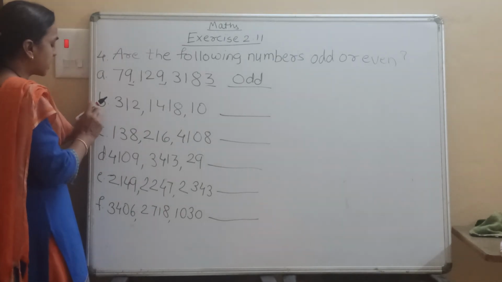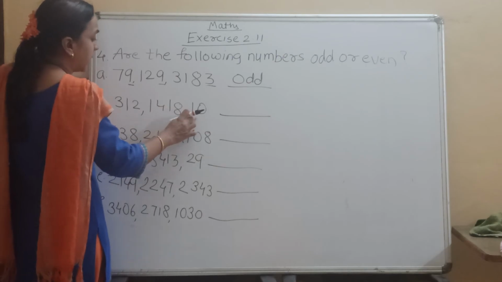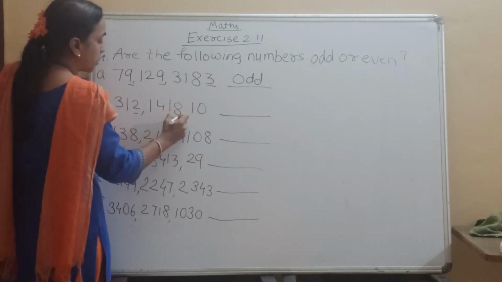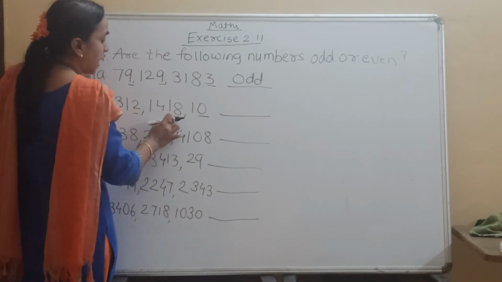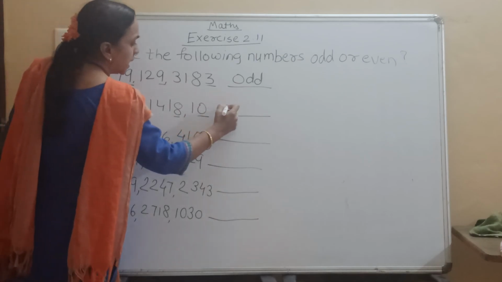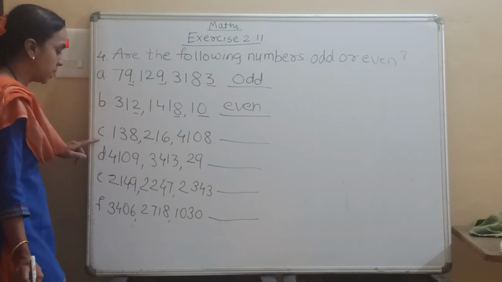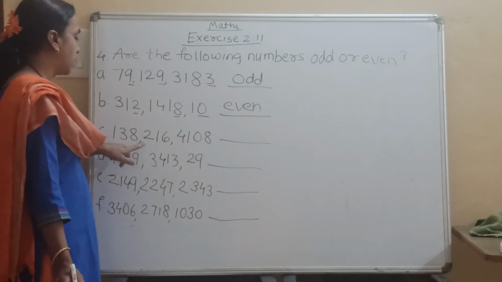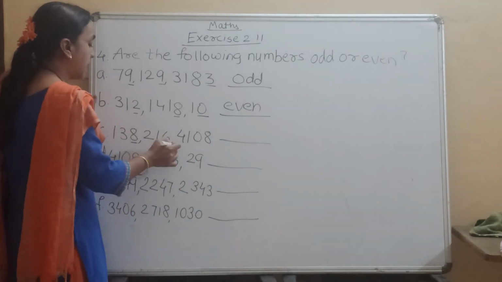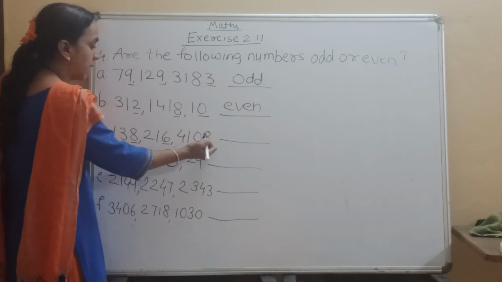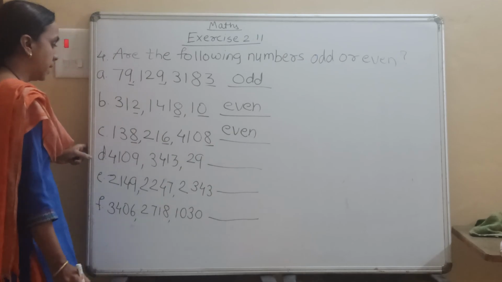Then B question: 312, 1480, 10. Again here we have to do the same procedure. We have to see the last digit. These are 2, 0, 0, these are even numbers. So we can write down here even number. Now see C question: 138, 216, 4108. Again the same, last digit is 8, 6, 8. These are even numbers. So we have to write here even number.